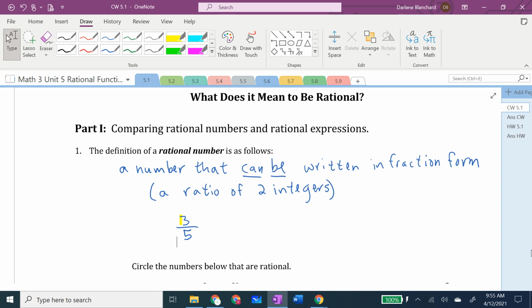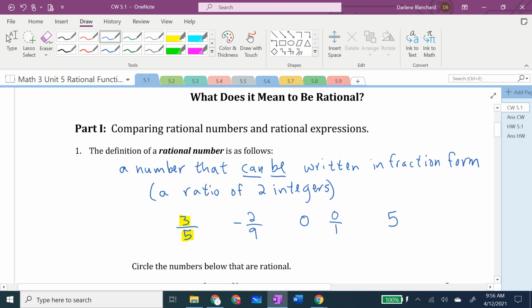So a rational number is any number that can be written in fraction form, a ratio of two integers. So 3/5 is a ratio of two integers because 3 and 5 are integers. Negative 2/9, that's a fraction. So it can be positive, it can be negative. 0 itself is a rational number. It can be written as 0 divided by 1.